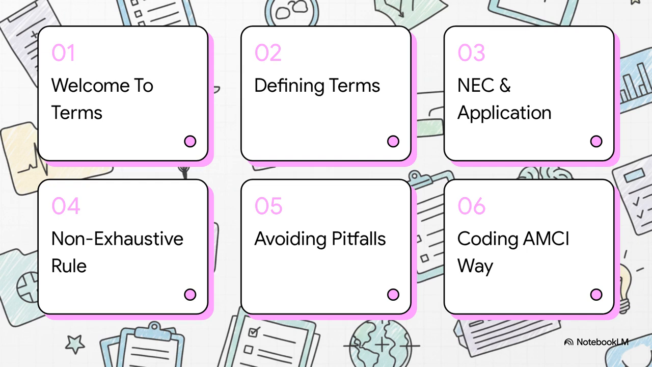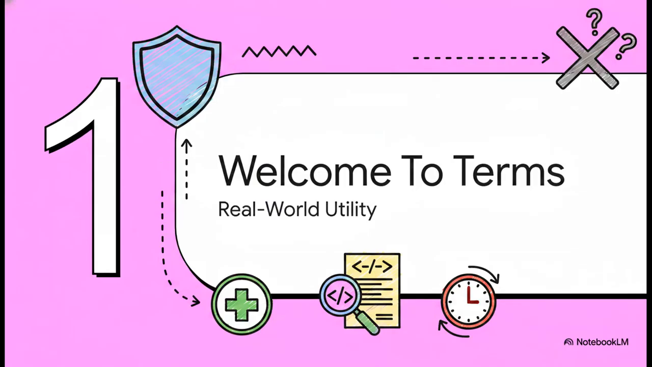Here's our quick roadmap for today. We're going to cover welcome to inclusion terms, defining them, NEC codes and their application, the non-exhaustive rule, avoiding those common pitfalls, and finally, coding the AMCI way. All right, Section 1, welcome to inclusion terms and their real-world utility.